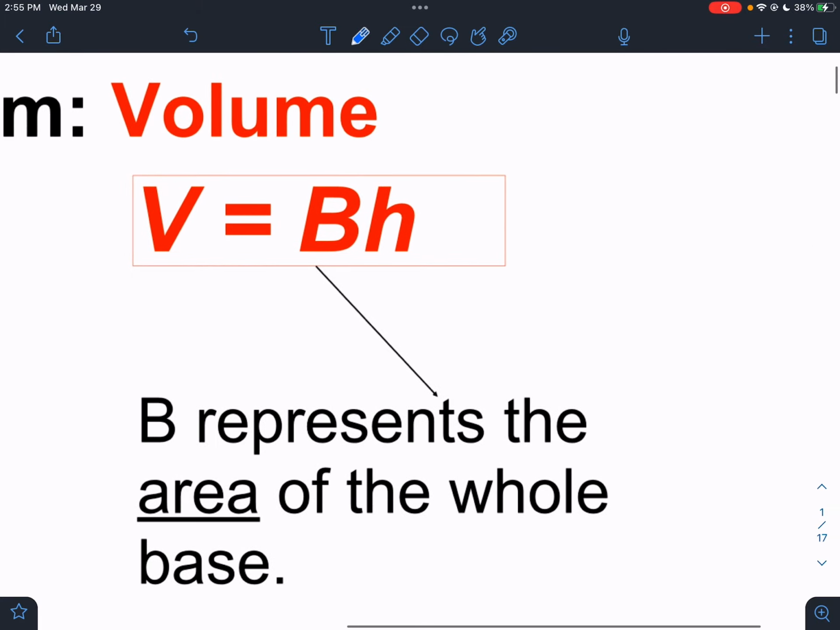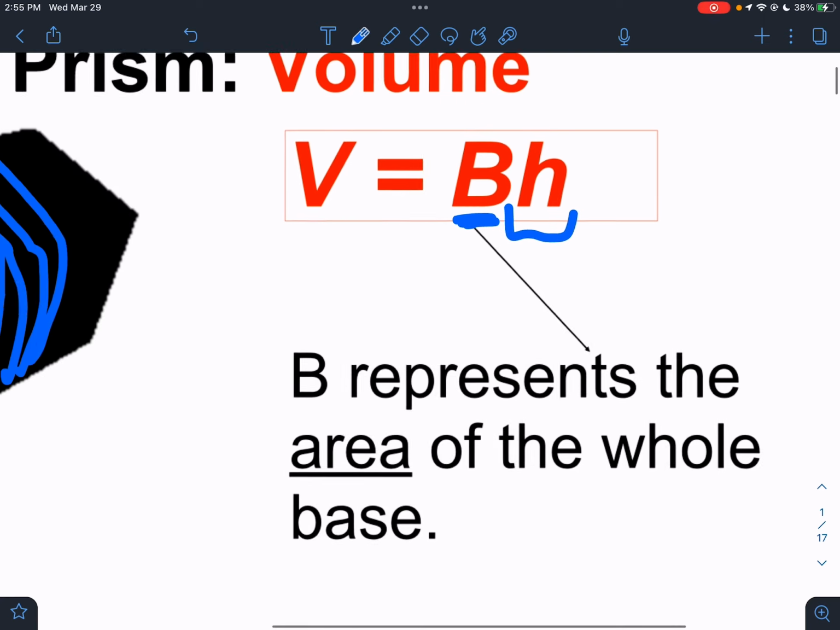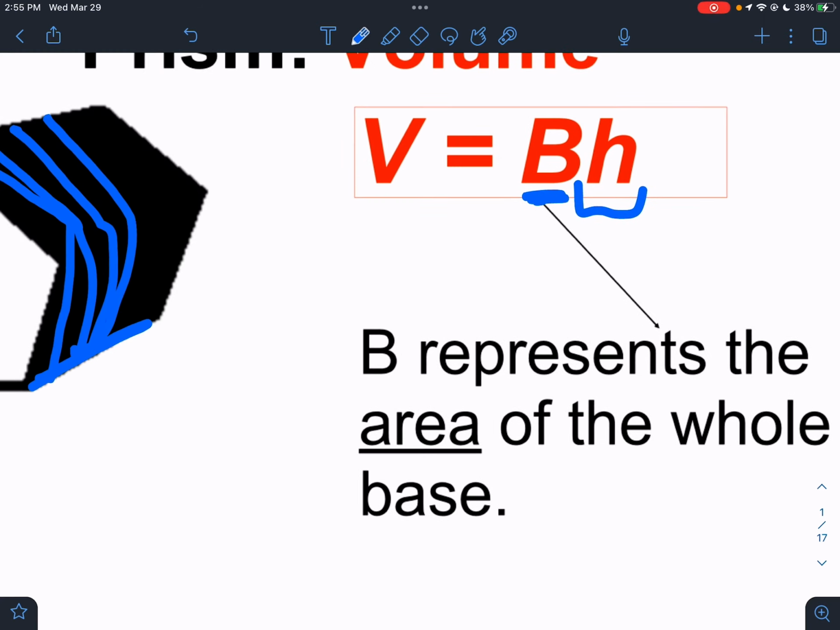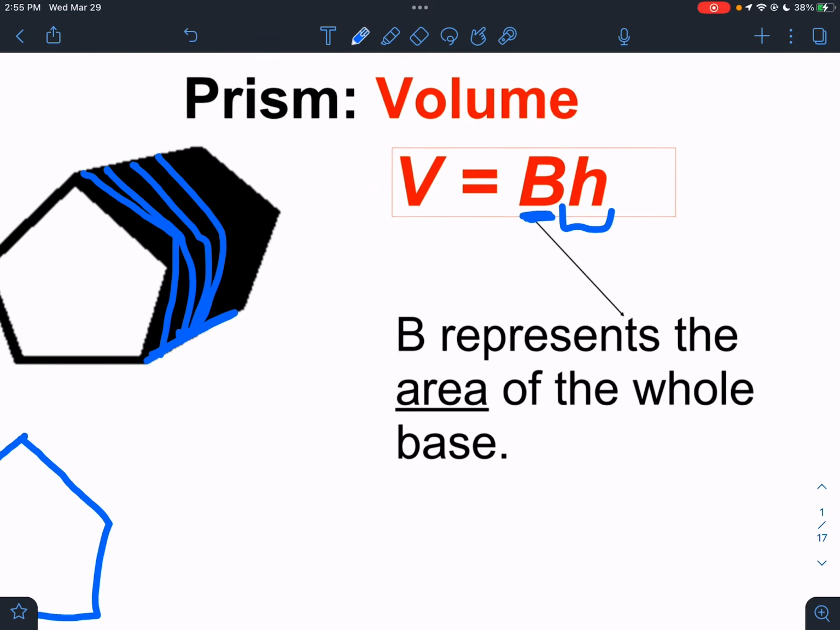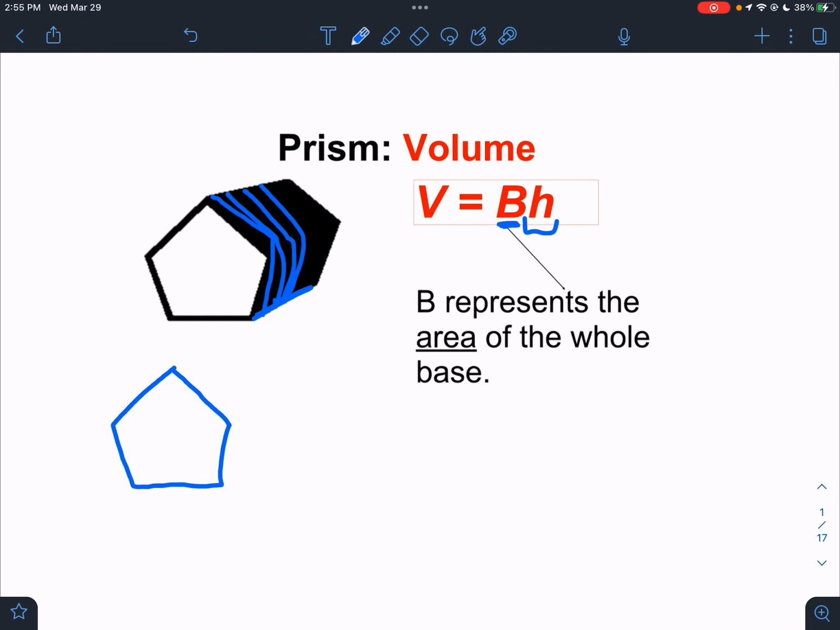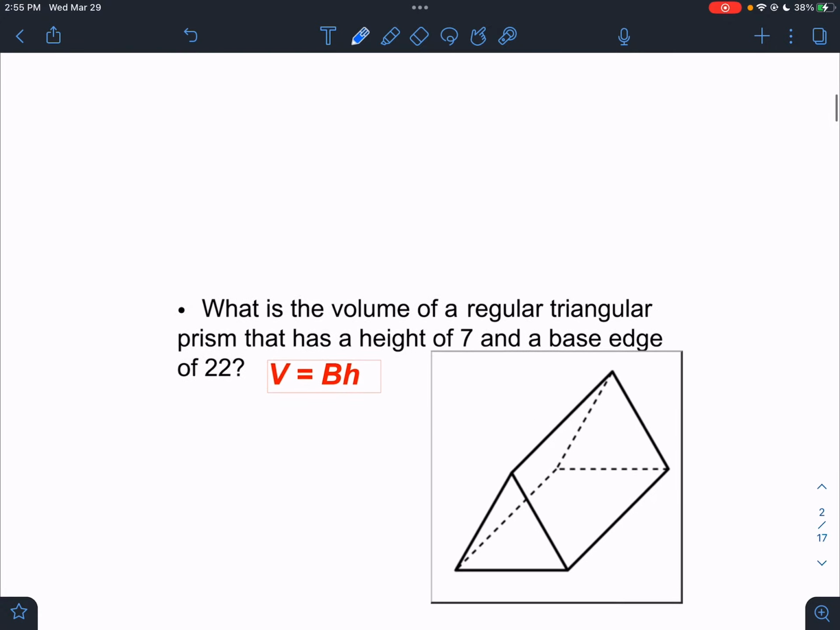But what volume is doing is basically getting the area of one of them and multiplying it by how many it takes to fill in the space. And there you have volume. Volume is the amount of space an object takes up. So it is the area of the base times the height. Let's do some problems involving volume.